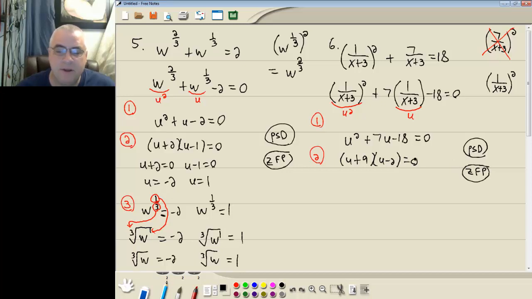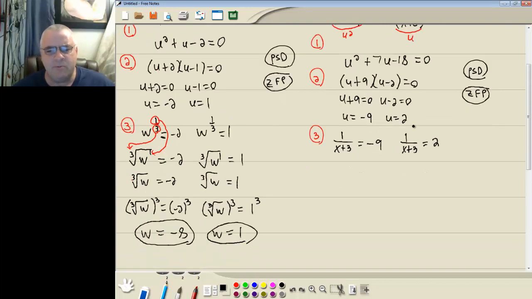Okay, zero factor property. Get 0 on one side, factor the other side, and set each factor equal to 0. So we've got u plus 9 equal to 0, and u minus 2 equal to 0, which gives us u is equal to negative 9, and u is equal to positive 2. Step 3. Plug the middle part from step 1, which was the 1 over x plus 3, in for the u. So we've got 1 over x plus 3 is equal to negative 9, and 1 over x plus 3 is equal to 2.